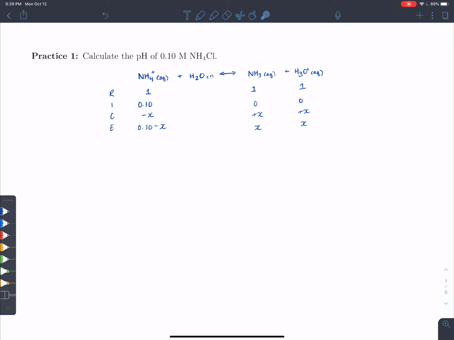And because of this, we can skip the whole ICE table because we know that that is going to mean that there's a negligible amount of my negative x. Okay, and so now we can just use the values and sub them into the ionization constant of my acid and then solve from there.